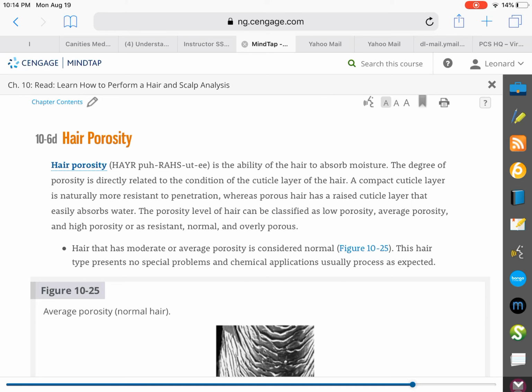Porosity is very important. Porosity represents the ability of the hair to absorb and also retain moisture. This is directly related to the condition of the cuticle of the hair. If you talk about the hair structure, it's three parts: the cortex, the cuticle, and the medulla. The cuticle is the outer layer. The cuticle helps to protect the cortex, which is where chemical changes take place in the hair.